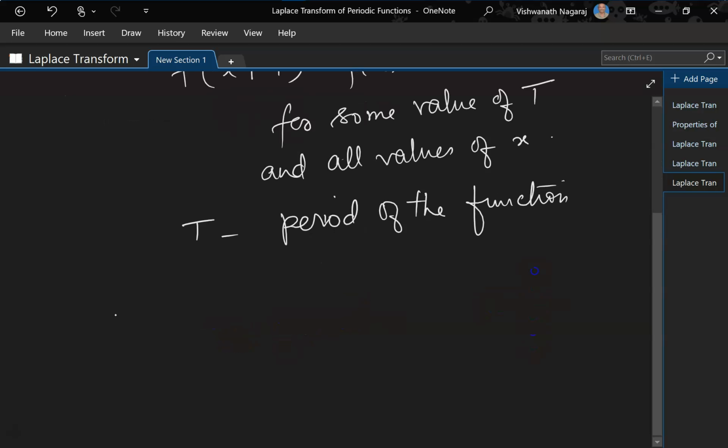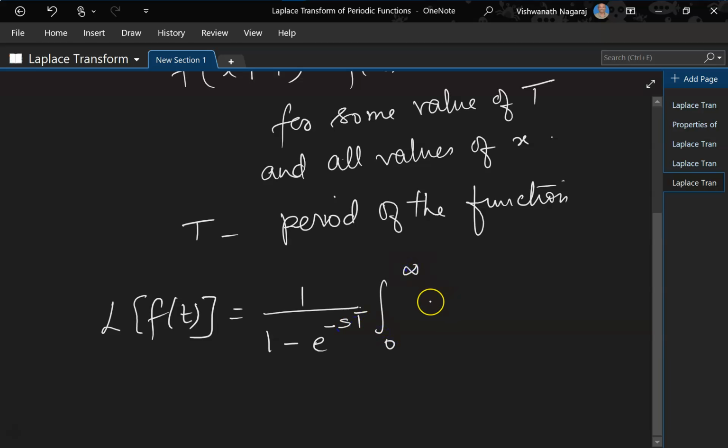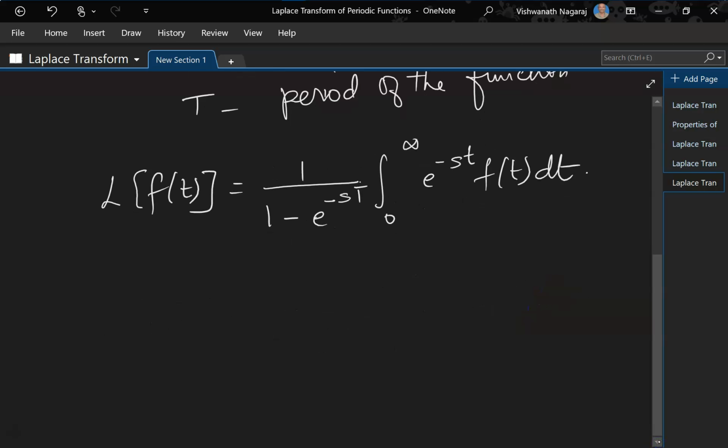The Laplace transform of a periodic function can be evaluated using this: 1 by 1 minus e to the power of minus s capital T, integral from 0 to capital T of e to the power of minus s small t f of t dt. Now let's derive this. Let's see how this comes about.